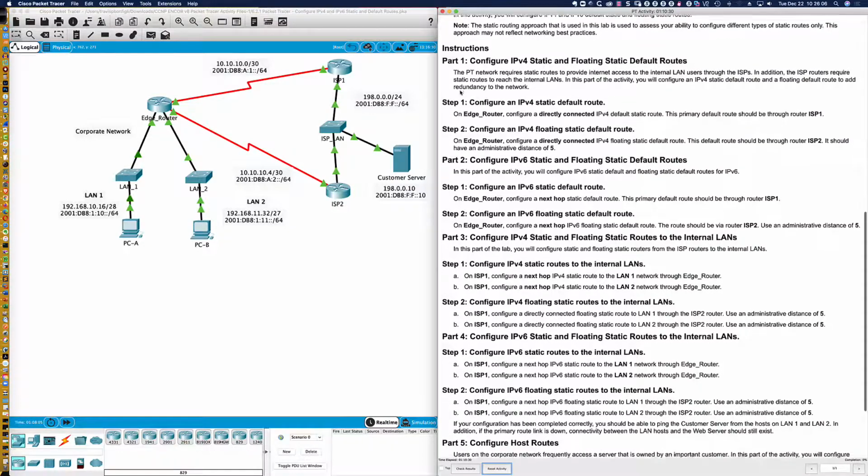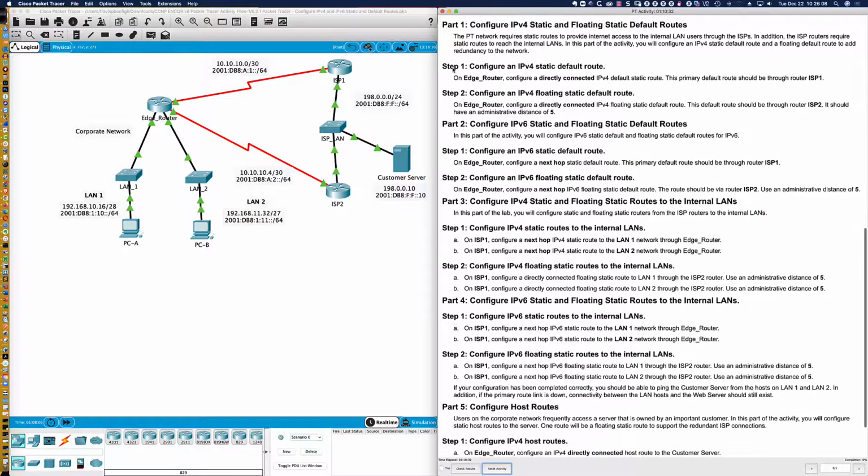We're going to be configuring IPv4 static and floating static routes. Again, floating static routes, another kind of route that we're going to be working with. So configure an IPv4 static default route. On the edge router, we're going to configure a directly connected IPv4 static route.